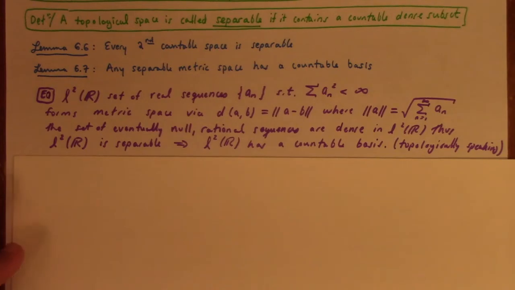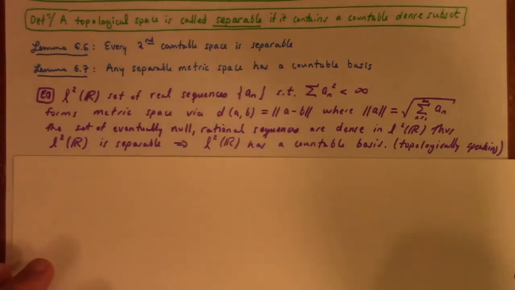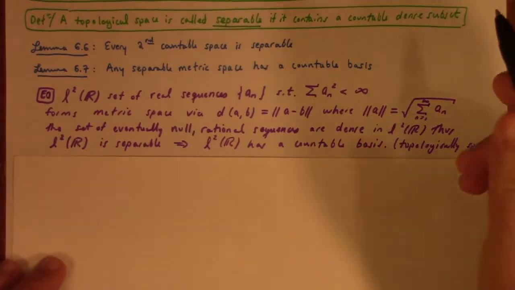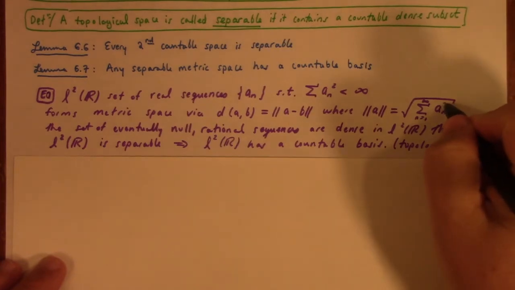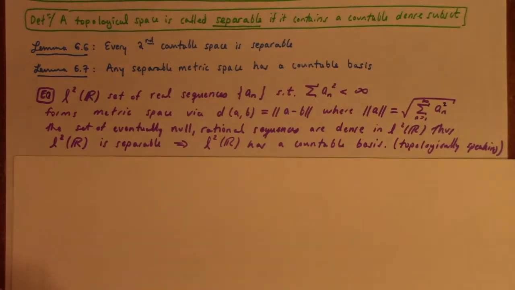Oopsie. Oh, my bad. Oh man, what's going on with this? That's a square up there. It's a square. That's a square we cannot spare.